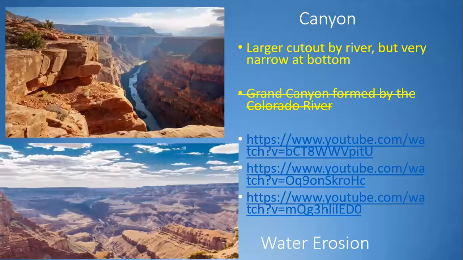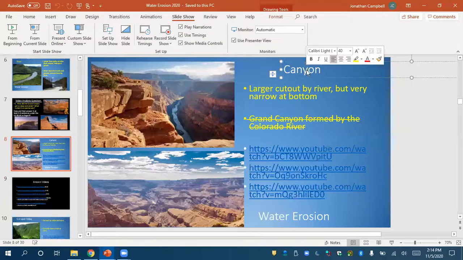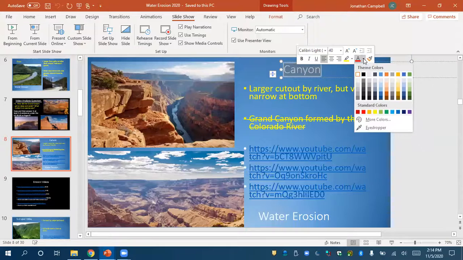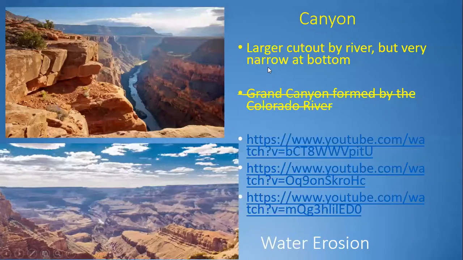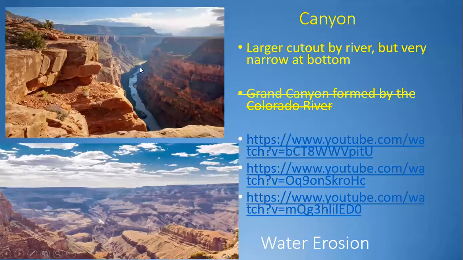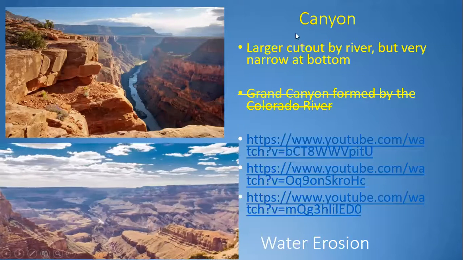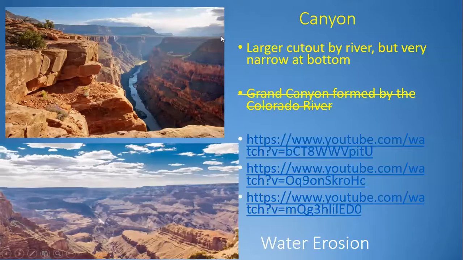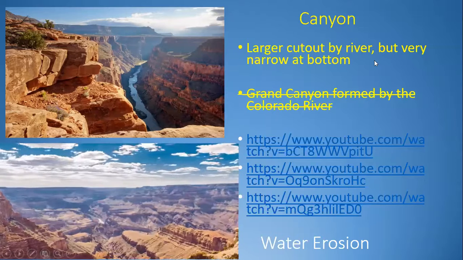All right, so our next example is canyon. Let me go ahead and highlight that. This is short enough that you could write it, but if you don't like having us pause the video a lot, I'll just continue. So canyon, we already answered that it's formed by a river. We see the river here at the bottom, right, guys? But for canyon also on page 8 of our notebooks, jot down: it's a larger cutout by a river, but very narrow at the bottom.